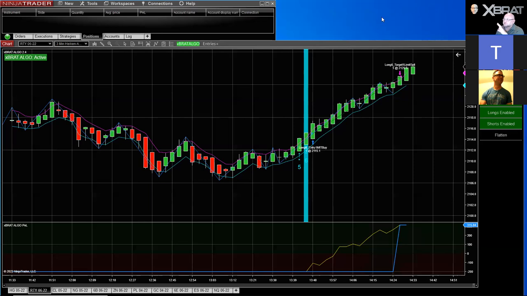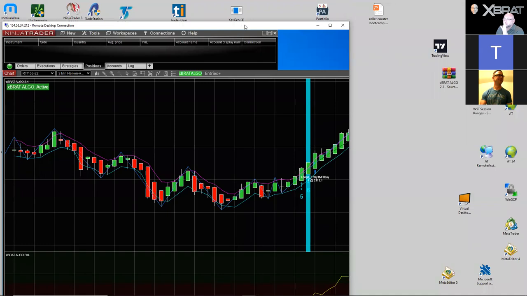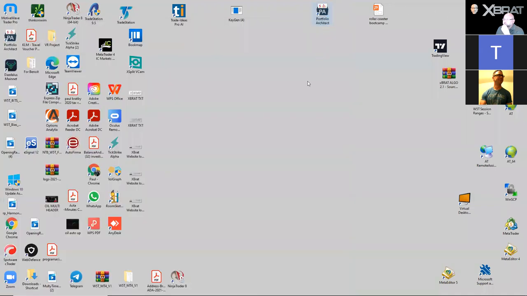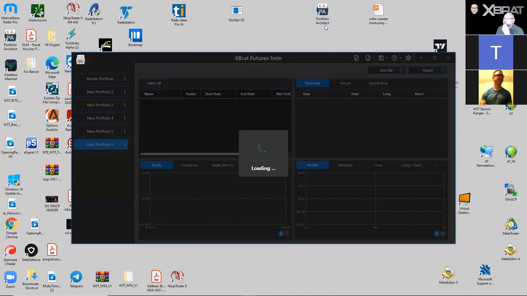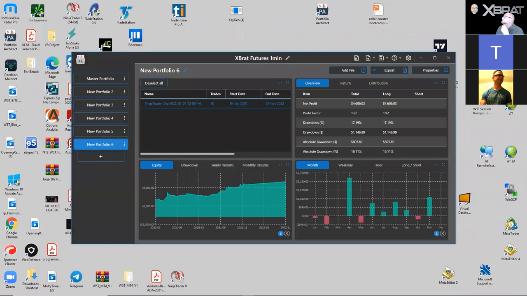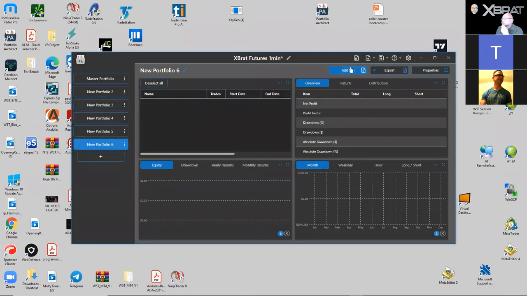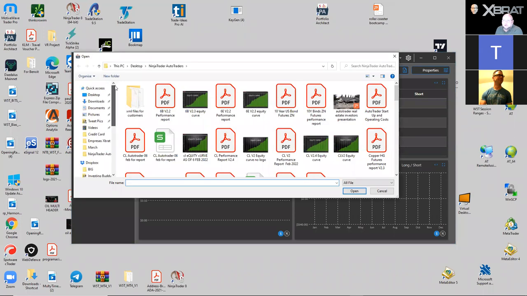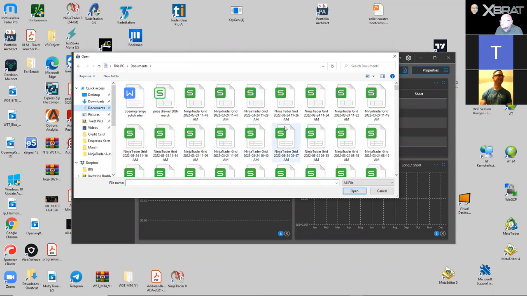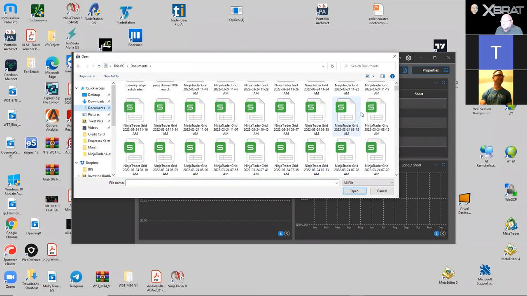We use this software here, for example, on the reports, and I'm going to show you this in real time. So what I'm going to do is randomly delete that one and add a file. Hopefully I'll be able to find one that's reasonably recent. I've just got to find one with trades on.